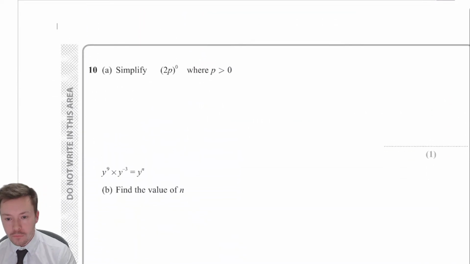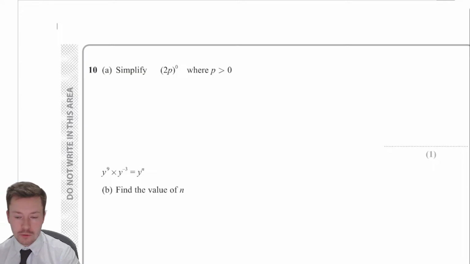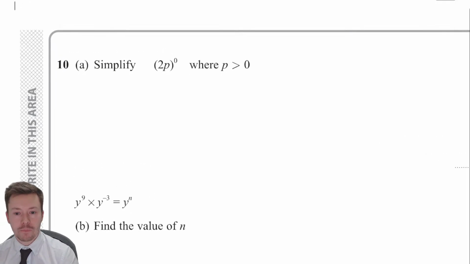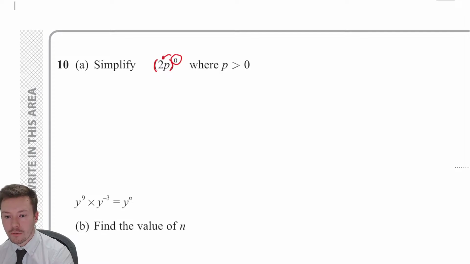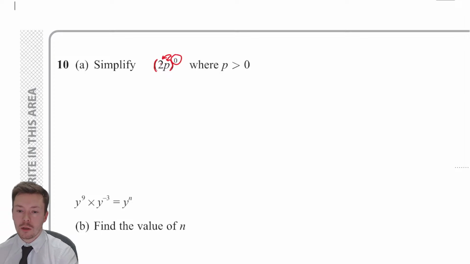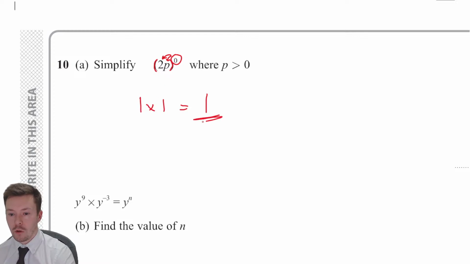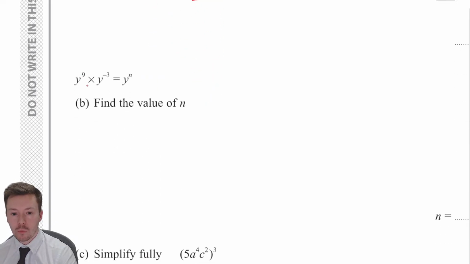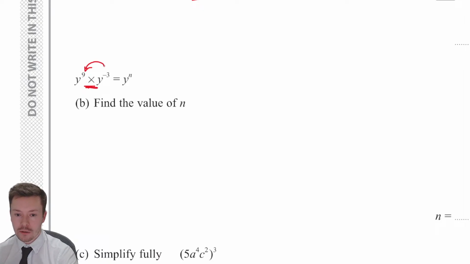Right, next one. This is an interesting one, and I'll zoom in a little bit more here. This is a 1 mark question. We have got 2p in brackets to the power of 0, and that means this 0 applies to everything inside of the bracket, the 2 and the p. Anything to the power of 0 is 1, okay? So we've got 2 to the power of 0, which is 1. P to the power of 0, which is 1. 1 times 1 is 1. That's our answer.